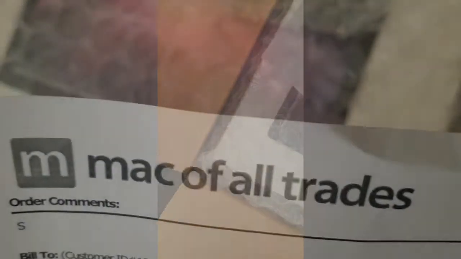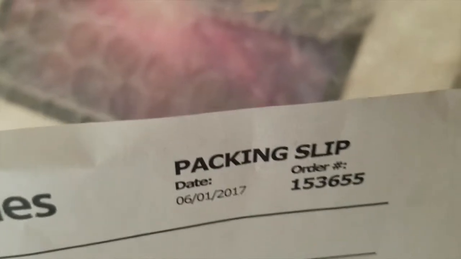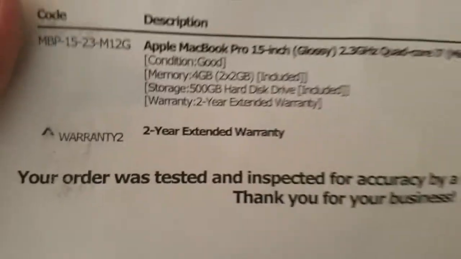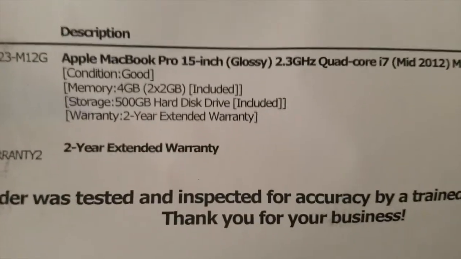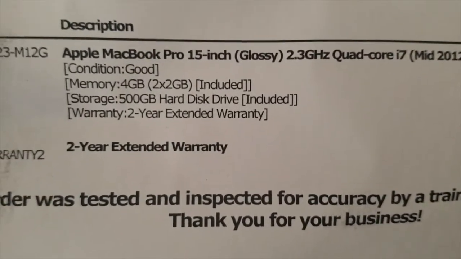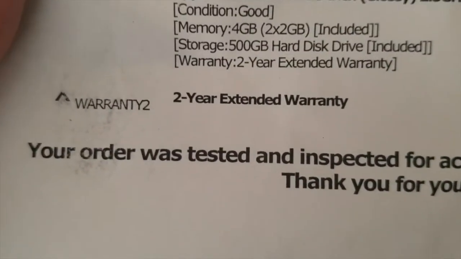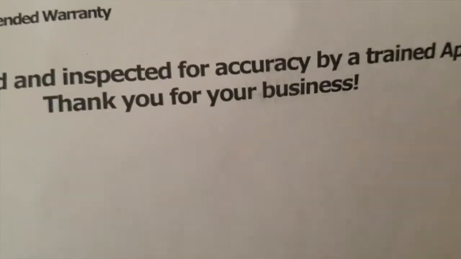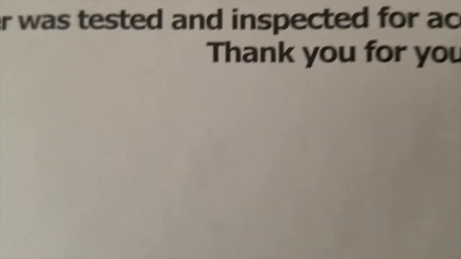Ooh, pretty, guys. Pretty. I got my Mac of All Trades packaged. Nice package slip. Here's the model number I got, guys, so you see it. Quad core i7 mid 2012, 15-inch glossy, 2-year extended warranty. Your order was tested, inspected for accuracy by trained Apple technicians. Thank you for your business. Well, that's pretty cool, I have to say. Thumbs up on that one.